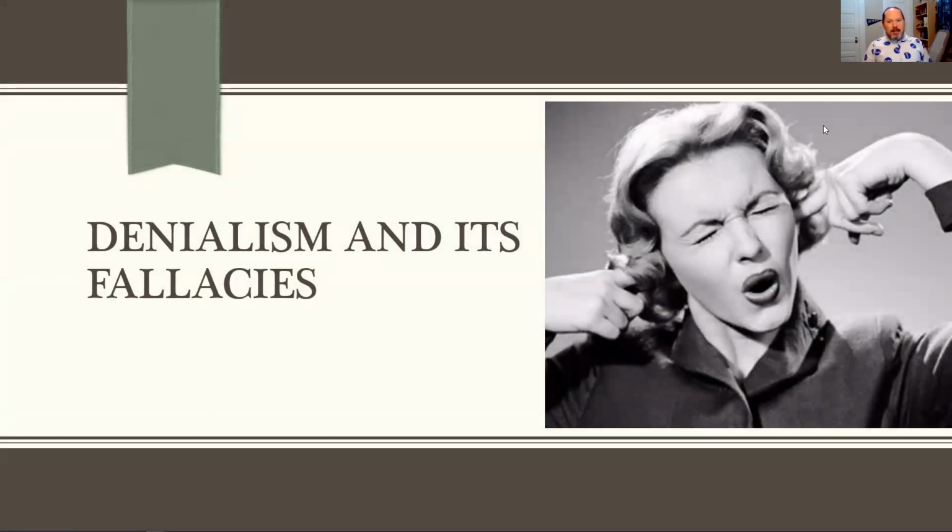Okay, so denialism and its fallacies. What you're going to be doing in essay number 3, the research paper, a longer essay, is choosing a denialist claim and refuting it. This is one of the types of claims I talked about in the beginning. There was one that was mentioned with the definition claim, claims of fact and definition.